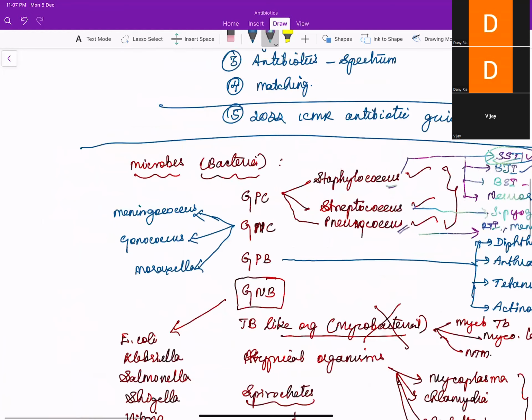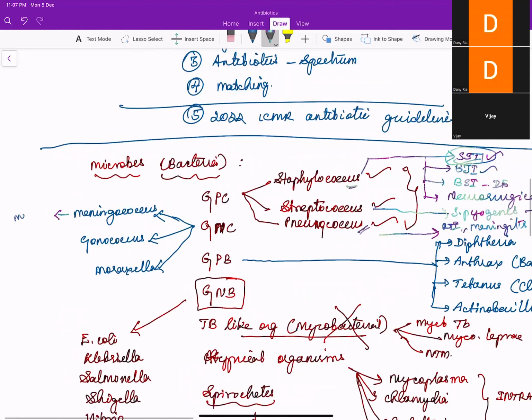Gram-negative cocci are very simple. Meningococcus, the name suggests, causes meningitis, meningococcal meningitis. Gonococcus causes gonorrhea, which is a reproductive tract infection. I told you we are not going to discuss this today. Moraxella causes respiratory tract infections.